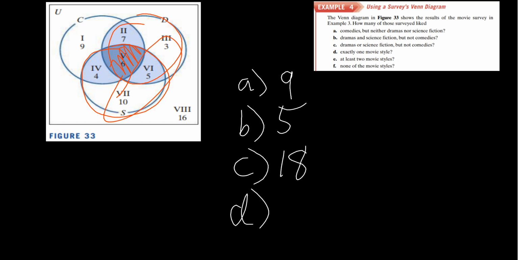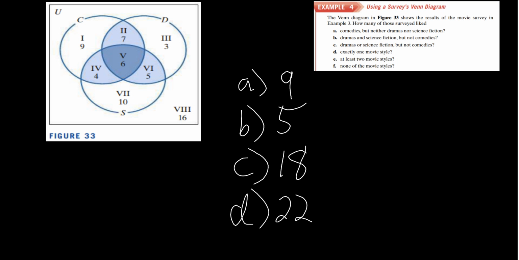D, exactly one movie style. So how many people like exactly one movie style? And I'm wondering, I doubt that counts, right? Because maybe somebody likes war flicks or something, I don't know, which might be drama. But how many people surveyed like just exactly one movie style? Well, exactly one movie style. That's me right here. So 9, 3, and 10. So 19. So 22 people.